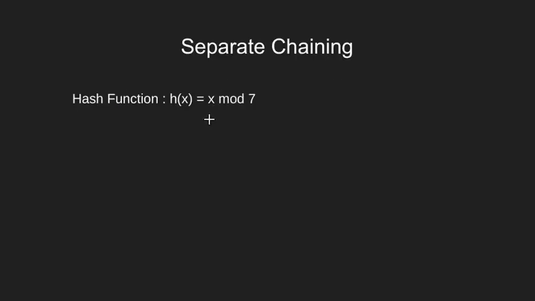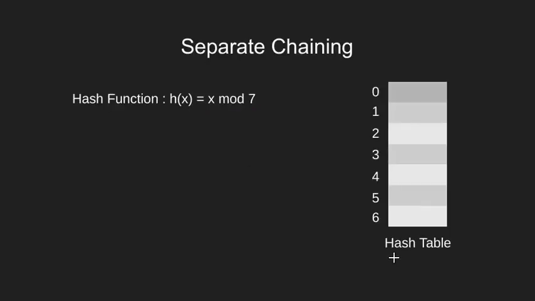Let's consider a hash function h of x which is x mod 7. Here x will be the key which we want to map. Now the range of this function will be 0 to 6. So we have a hash table as shown here. Let's also have some keys which we will try to hash.